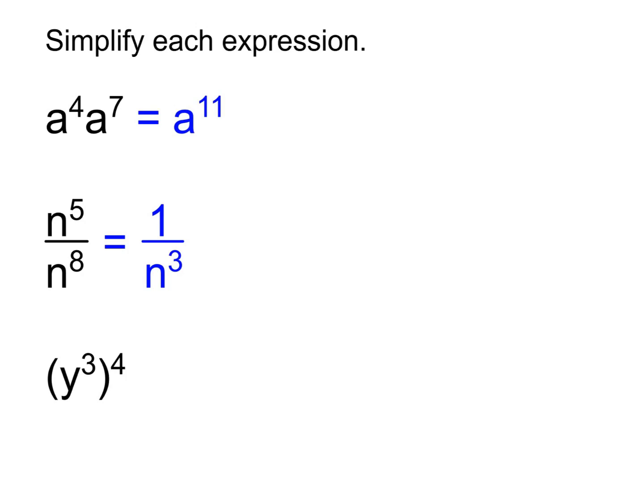And then the last one, which actually is really the most important one, is the last one here, because of what we're going to be doing next. When we have a power to a power like this, what do I do with those two exponents?